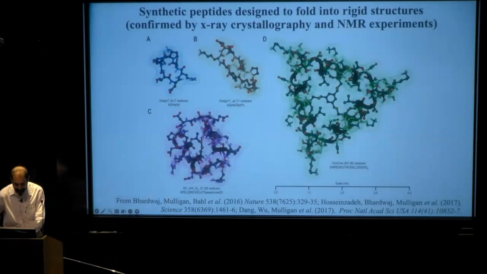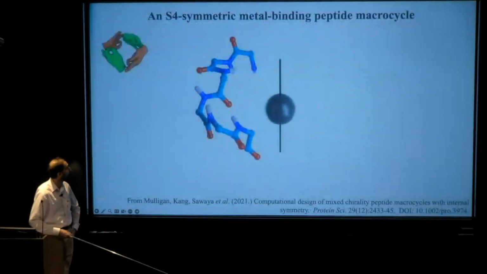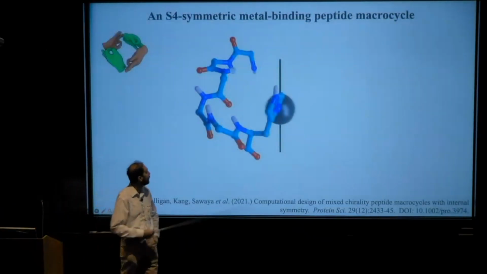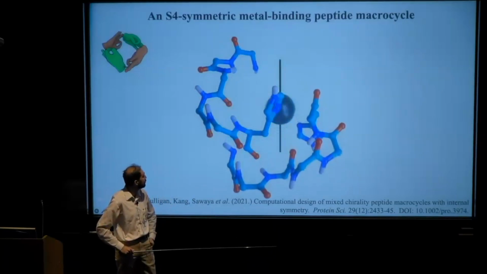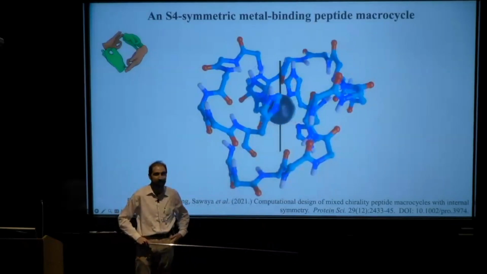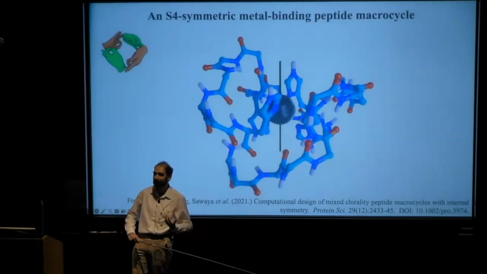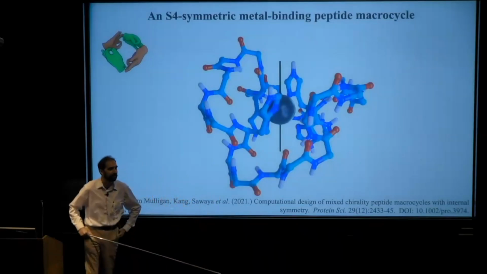They don't do anything. We've made some exotic foldamers, ones that use symmetry in order to bind a metal. So this was a metal binding peptide that I designed that has S4 symmetry, which involves mirror operations. This is something you cannot do with canonical amino acids because they all have the same handedness. But if you use a mix of left and right-handed amino acids, you can.